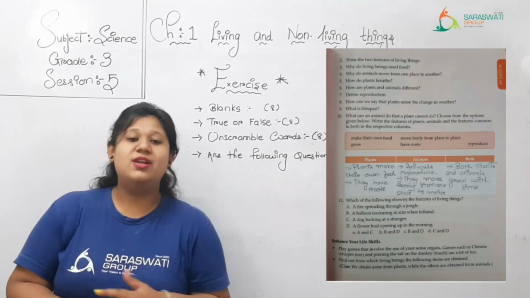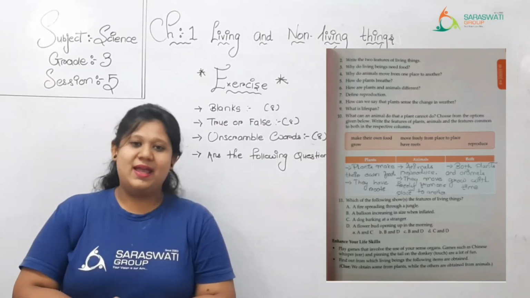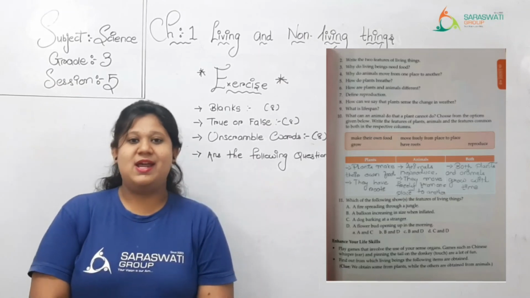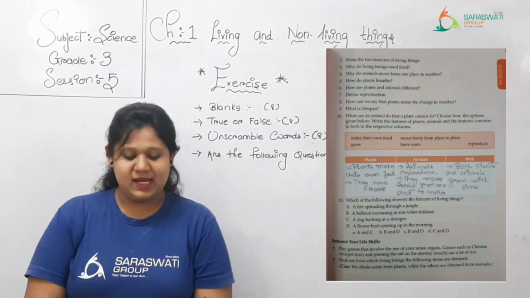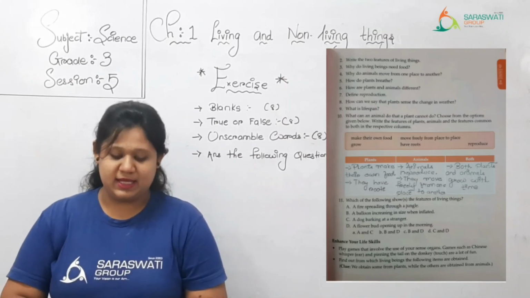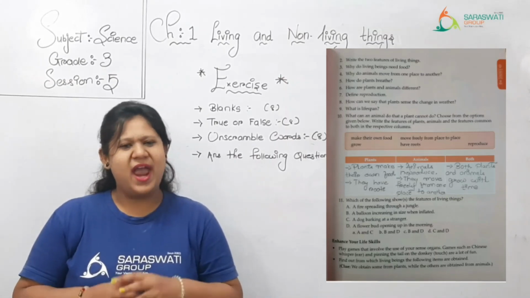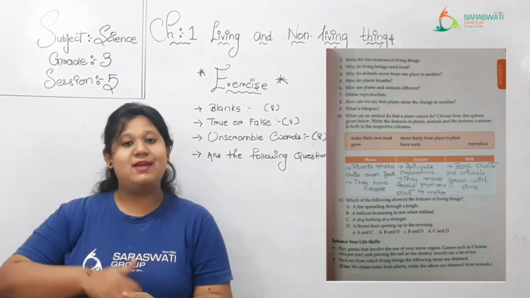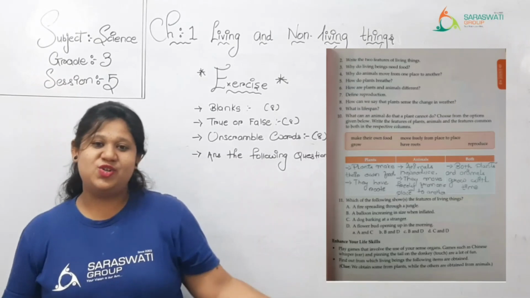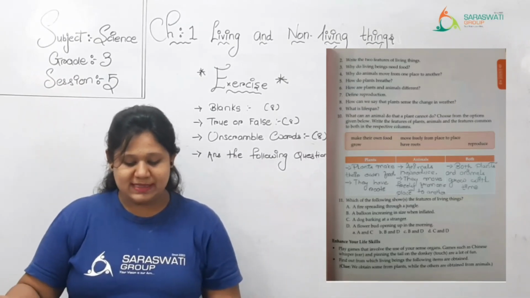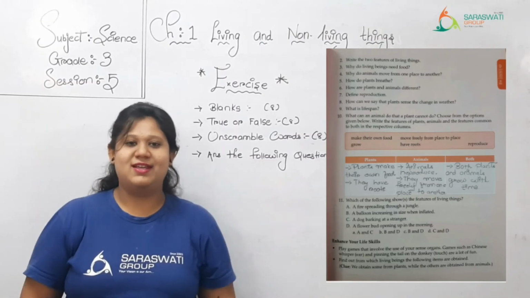Then after, I have given you some kind of extra activity. मैंने आपको extra activity दी है, that is draw any 2 examples of living things. Here you need to draw any 2 examples of living things, right? Here I have drawn one plant and one butterfly. You can draw anything. Then after number 2, draw any 2 examples of non-living things.